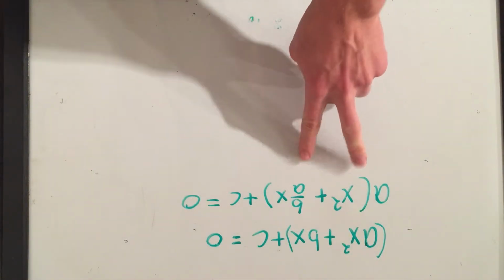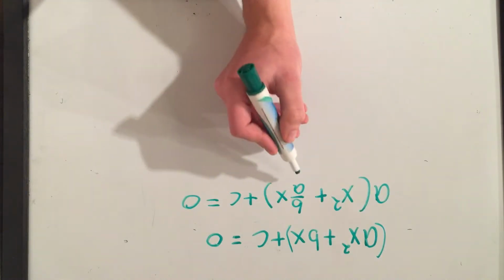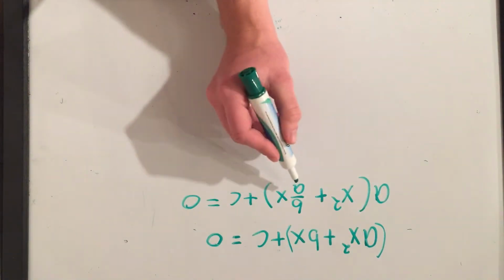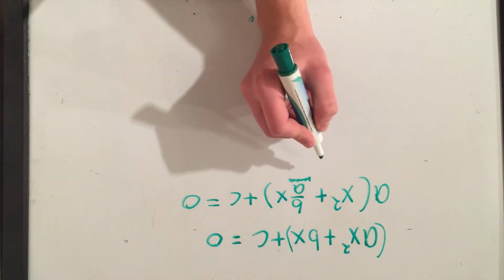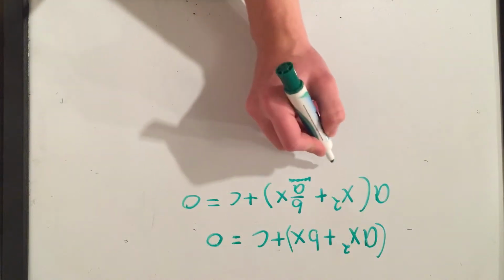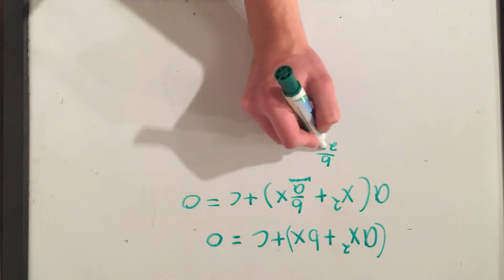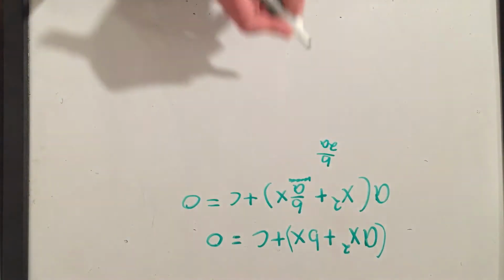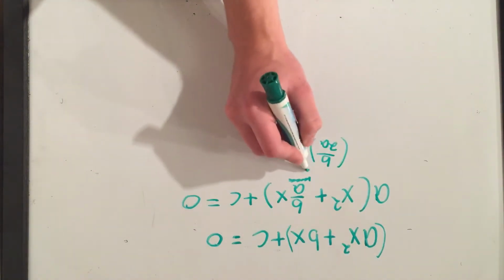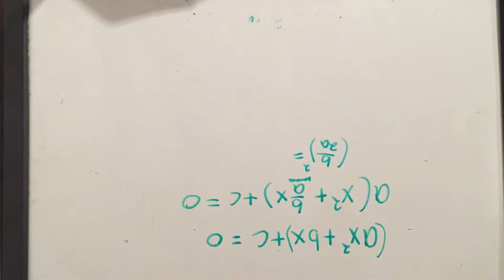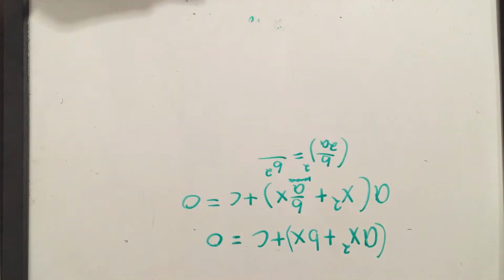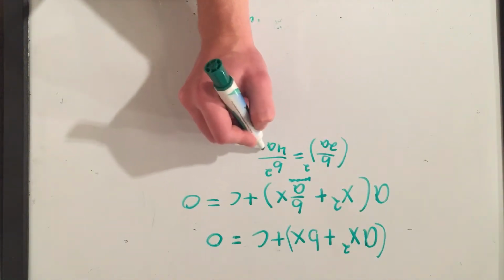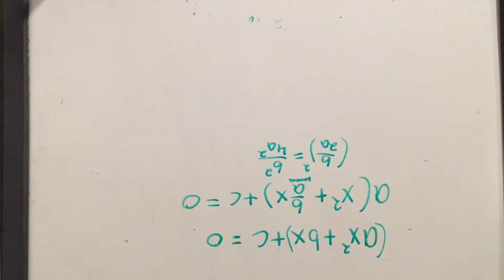And I said I wanted to complete the square here. And I'll remind you that we complete the square by taking half of the number in front of the x. So half of b over a would be b over 2a. And we square that number. So we take half of that and we square it. So if I square the top, I'll get b squared. If I square the bottom, I'll get 4a squared.